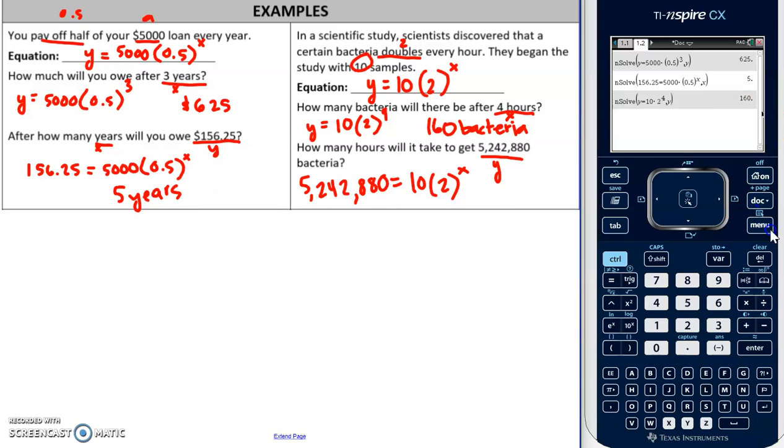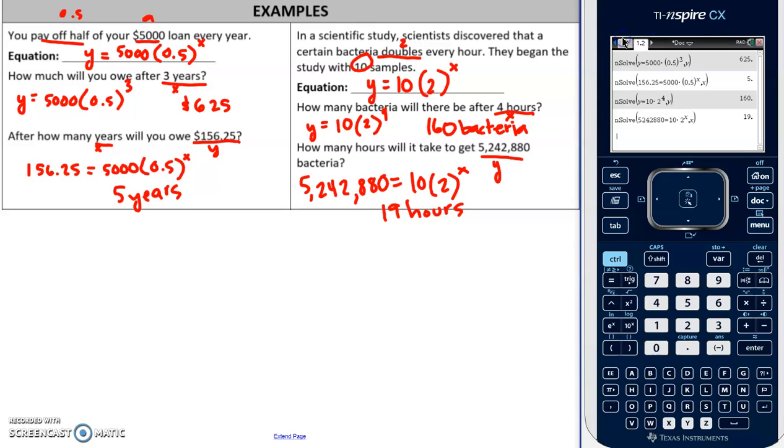Okay, so again, either way that you look at it, so menu, algebra, numeric solve, and I type 5,242,880. You don't need the commas in there. Okay, equals 10 times 2 to the X, arrow out, and then comma, and X is my unknown this time. So it says 19. Okay, so it should be 19 hours. Label everything. Don't have naked numbers, okay?